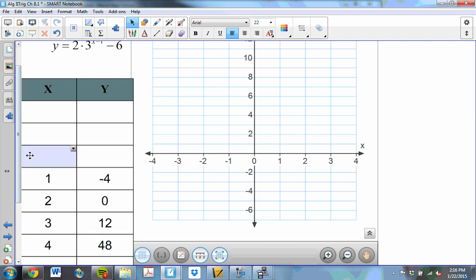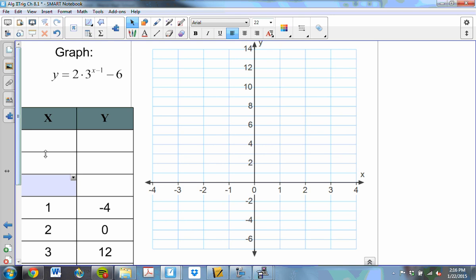I'll try and grab a couple points in the other direction. If I plug in a 0, 0 minus 1 is negative 1. 3 to the negative 1 is a third. Times 2 is 2 thirds. 2 thirds minus 6 is 5 1/3, or 5.33333. Plug in a negative 1. 3 to the negative 2 is 1 over 9, so 2 over 9 minus 6 is negative 5 8/9.